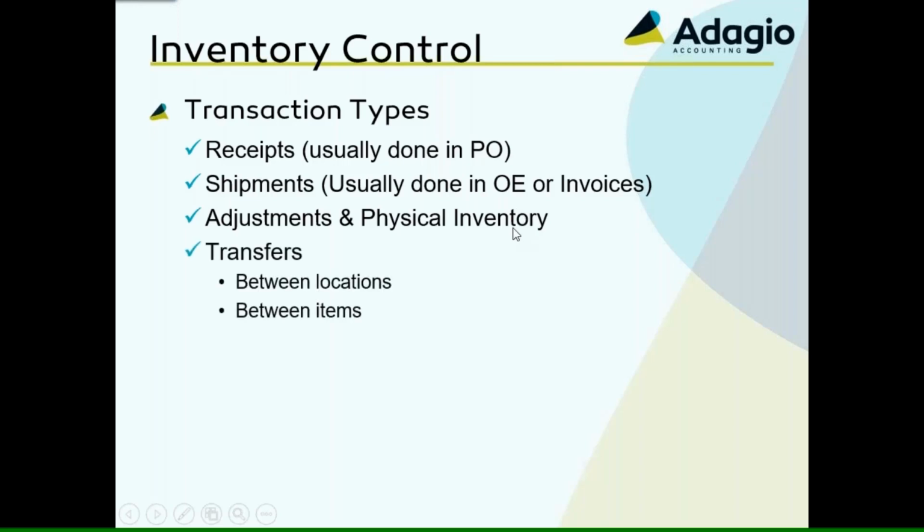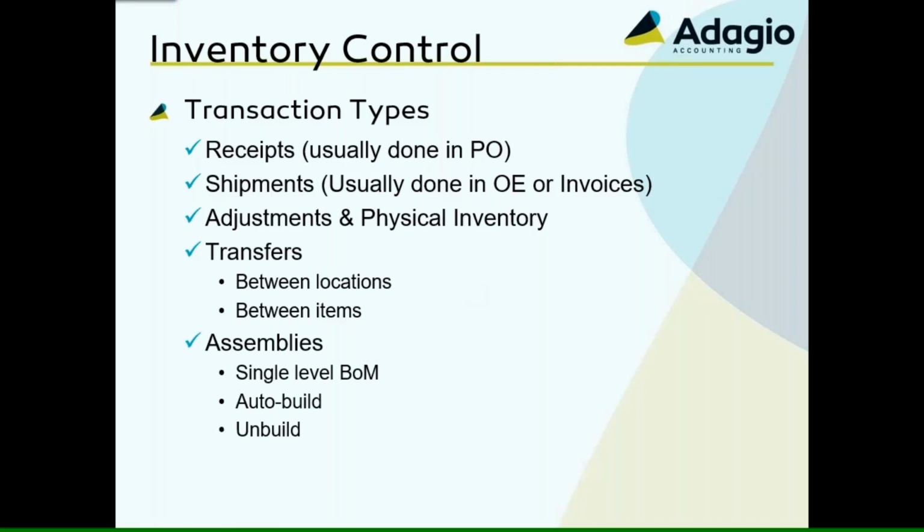We support transfers between locations, so you can move inventory from one location to another. And you can also move inventory between items, in case it's being received as the wrong item code, or there's some other reason you want to split out items that you used to group together into 2 separate item codes. We support that.